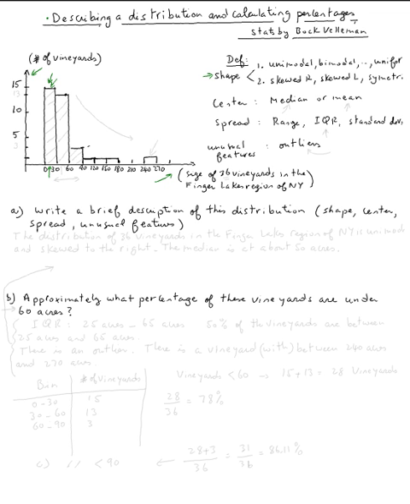I'm going to start with the distribution, like always. So the distribution of 36 vineyards in the Finger Lakes region of New York. That's the distribution we have. Of course it's unimodal.